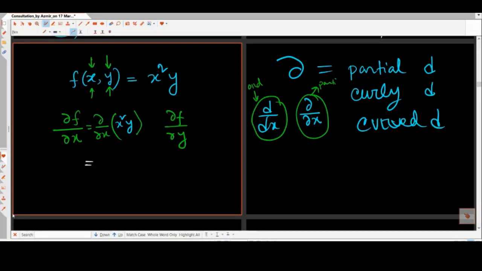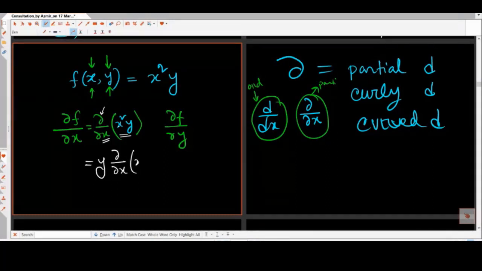So remember, whenever this symbol is present, at that time you have to focus on this variable. So this variable is x. Except this variable, other variables will be constant. That means inside the parenthesis we have x squared y. So x is variable but y is constant. So y can be pulled out.